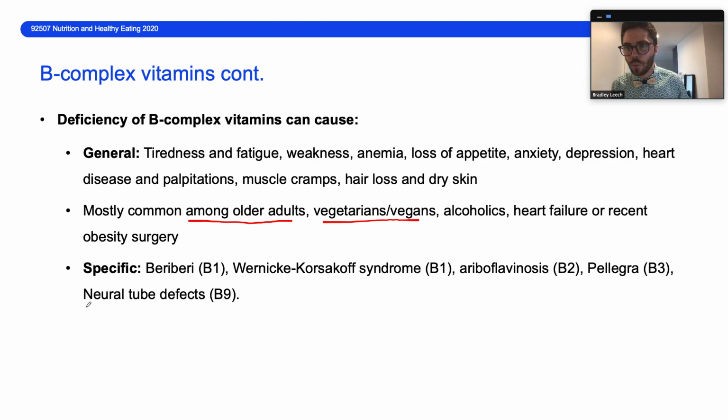Let's go back, I will mention here neural tube defects. That's probably a very important one to take note of, and that's not enough folate during the first trimester. So B9 is folate. Not enough folate during the first trimester of pregnancy can result in neural tube defects.